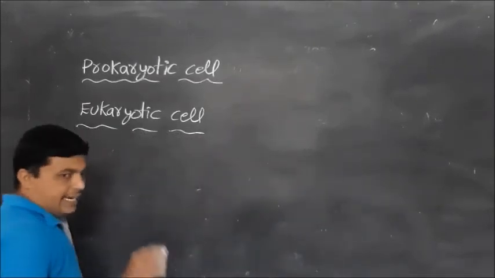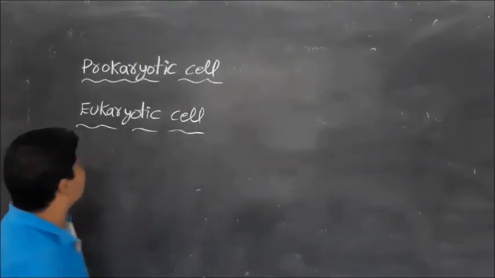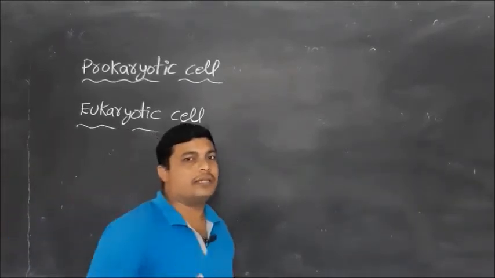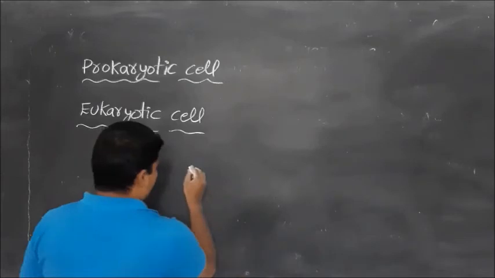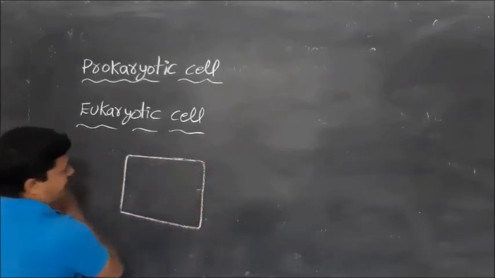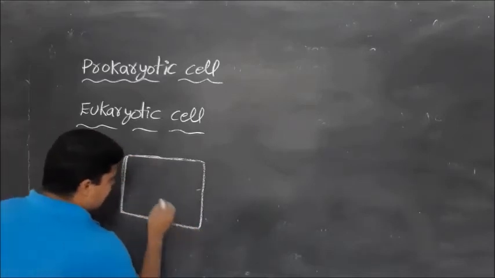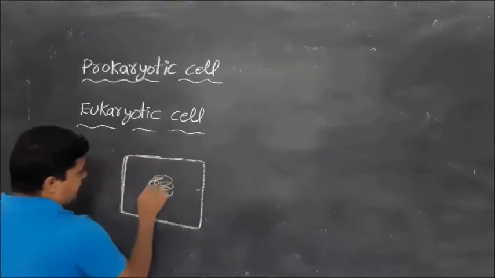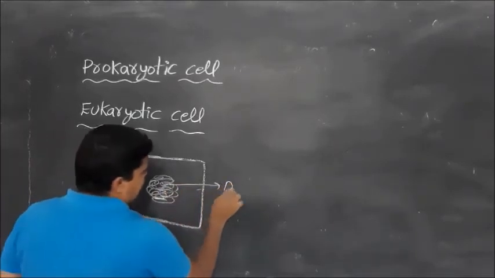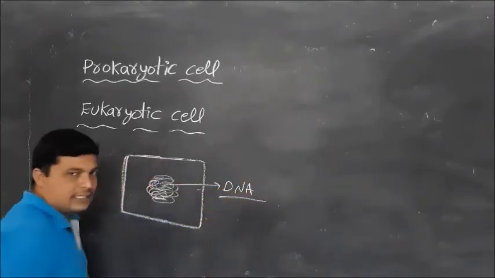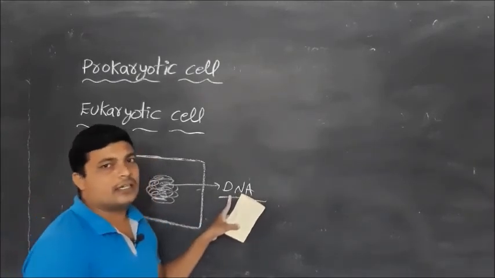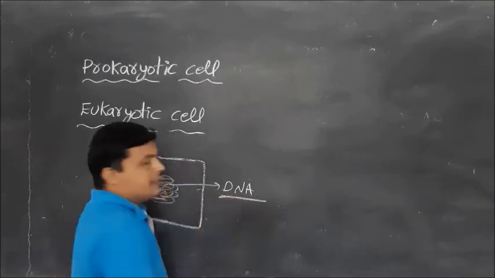Actually, before starting about the prokaryotic cell and eukaryotic cell, I will give a small explanation about this cell. Just observe here. So, it is the cell. Each and every cell contains the DNA. DNA means deoxyribonucleic acid, a double stranded polynucleotide chain. A double stranded polynucleotide chain is called DNA.